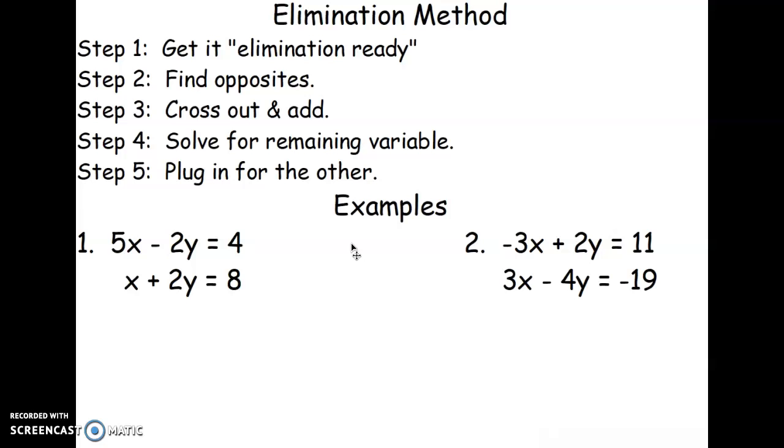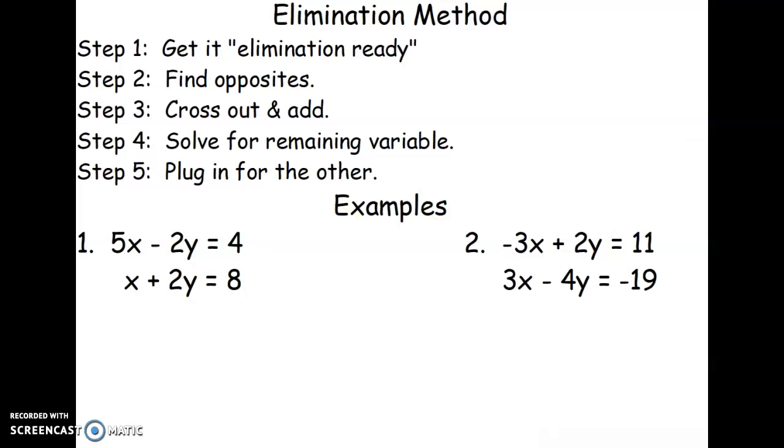Here's the problem. We have 2 equations and 2 variables, and that's too much. So we need to eliminate something. We're going to eliminate one of our variables using the fact that opposites get rid of each other. So look at number 1. I have negative 2y and positive 2y. Those are opposites. They're both 2y essentially, but one's negative and the other one is positive. The good thing about opposites is they form a zero pair. They cancel each other out.